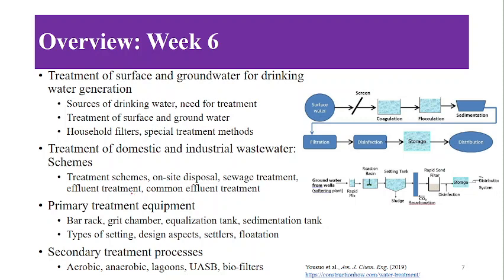Next, in dividing the treatment method or treatment process of the surface or groundwater into different components, firstly, we looked at the primary treatment equipment. The different equipments used are bar rack or grit chamber, followed by the equalization tanks, so that the consistency of the waste is maintained, and the sedimentation tank. This is for the primary treatment, and different types of settling and the design aspects, as well as the different types of settlers and the flotators, were discussed.